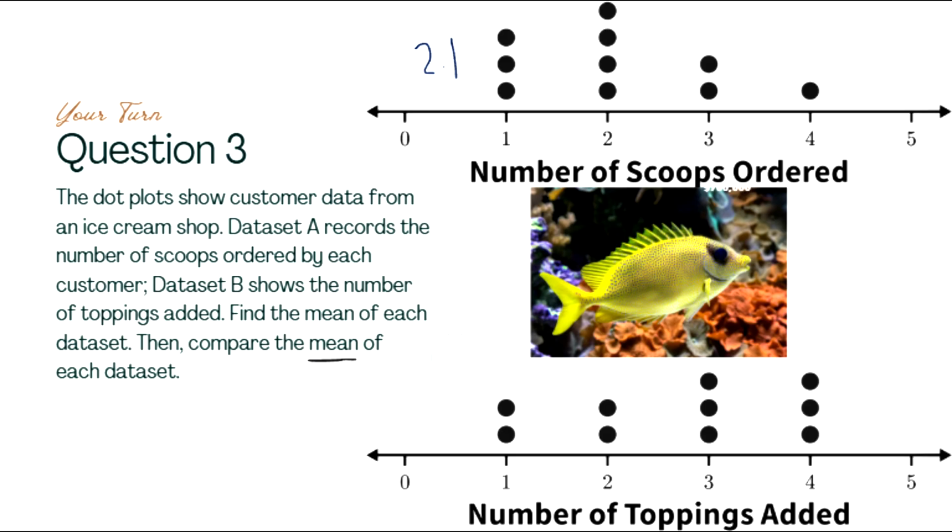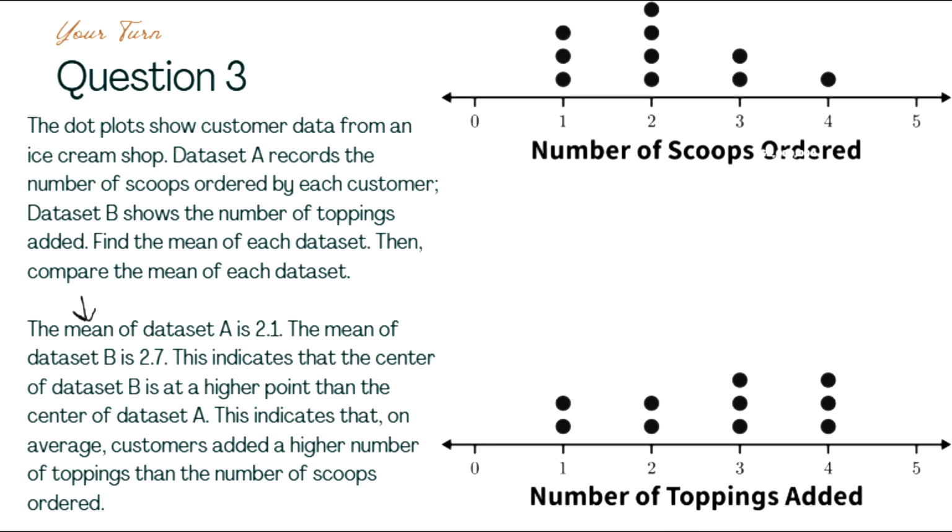We have 1, 1, 2, 2, 3, 3, 3, 4, 4, 4. That's 1, 2, 3, 4, 5, 6, 7, 8, 9, 10. That's going to give us 2.7. Okay. So the mean of dataset A is 2.1. The mean of dataset B is 2.7.